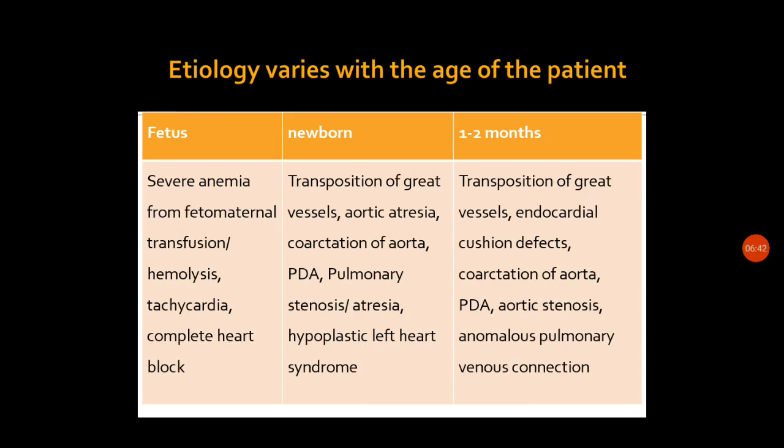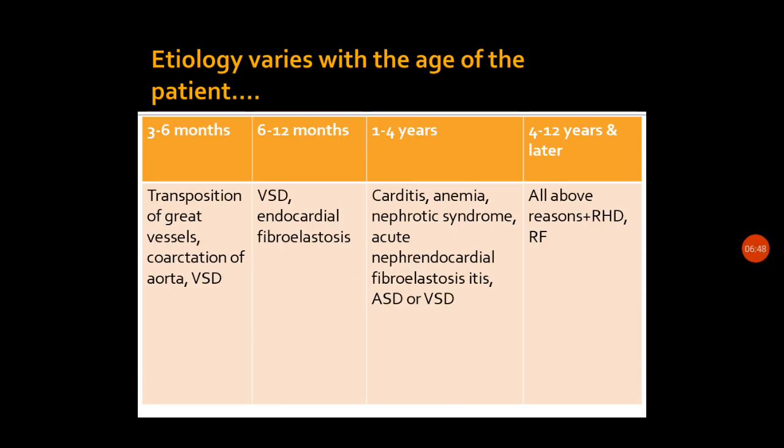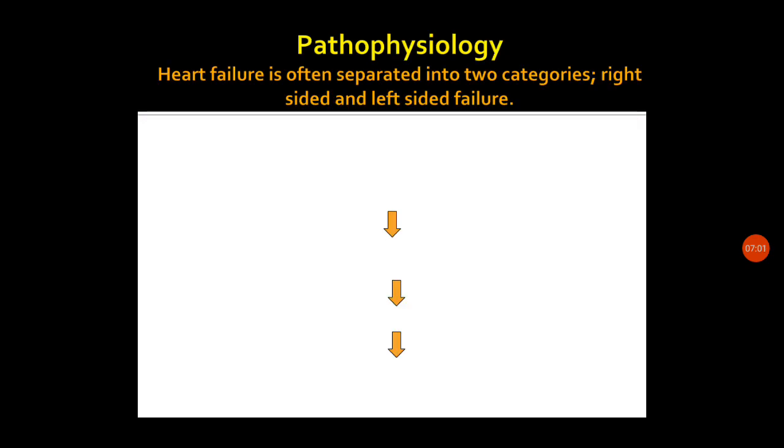So this is the age-wise etiologies of congestive heart failure, like fetus, newborn, 1 to 2 months, 3 to 6 months, 6 to 12 months, and 1 to 4 years. And after that, after 4 to 12 years, what are the reasons for CCF in a child?